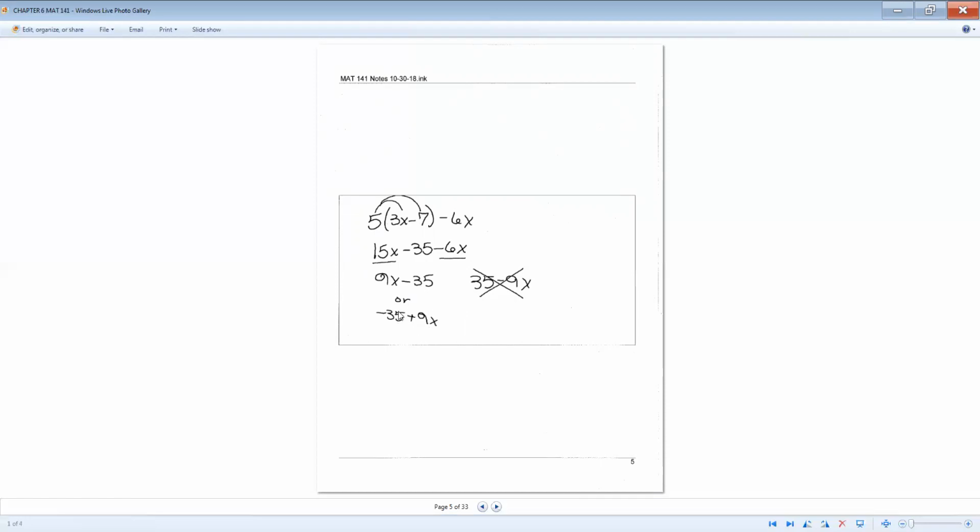Or you can write that as negative 35 plus 9x. Just remember that whatever's positive needs to stay positive, whatever's negative needs to stay negative. So if you rearrange the terms, just make sure the 35 stays negative, 9x stays positive.